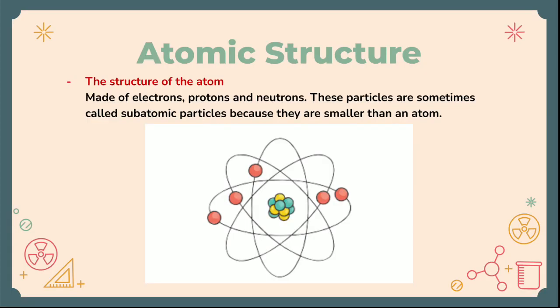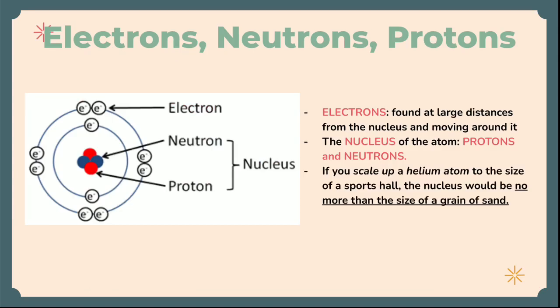Structure of the atom. Atoms are made of electrons, protons, and neutrons. These particles are sometimes called subatomic particles because they are smaller than an atom. The electrons are found at a large distance from the nucleus. The electrons in an atom are constantly moving around the nucleus.